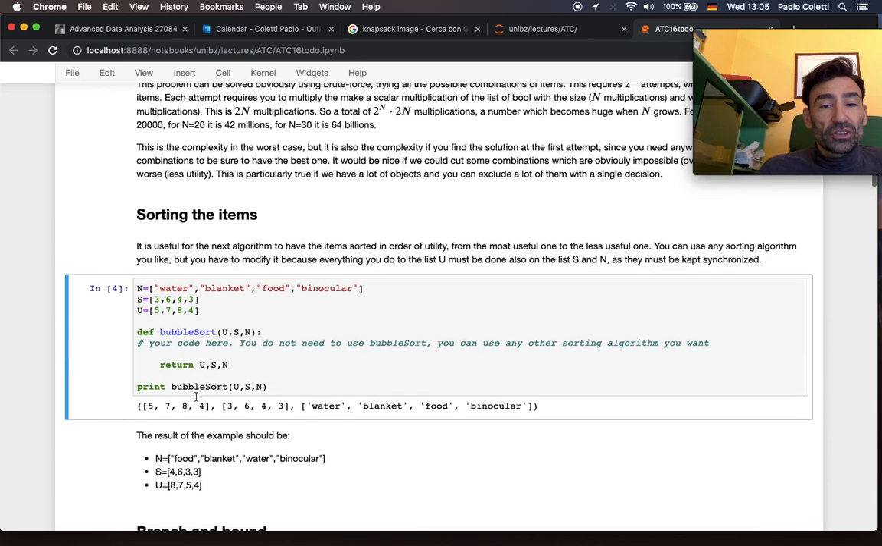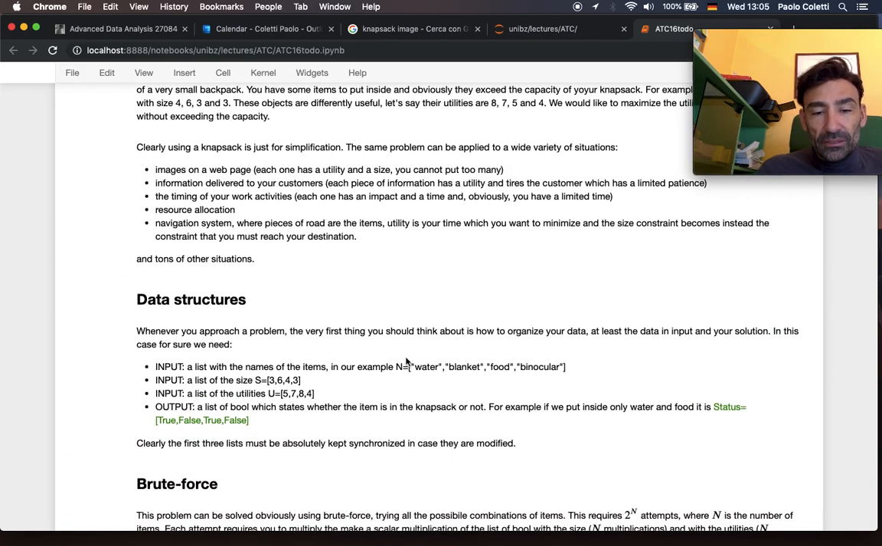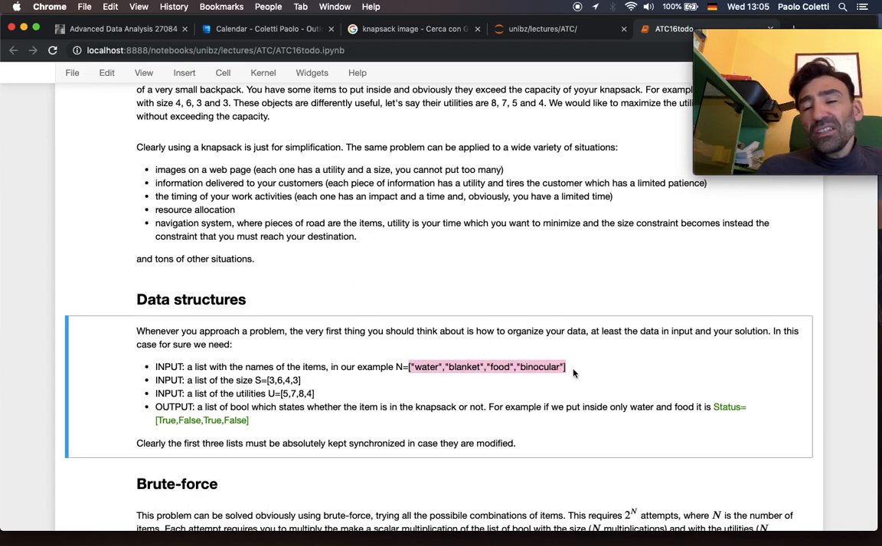What is the observation? The observation is the following. Where are the items? Here. There are some situations which you don't need to analyze. For example, do you really need to analyze the situation in which you take all of them? Well, no, because it exceeds the size. Imagine if you have inside an object whose size is larger than the capacity of the knapsack. Well, there is no way for you to put it inside, so no reason to examine it.